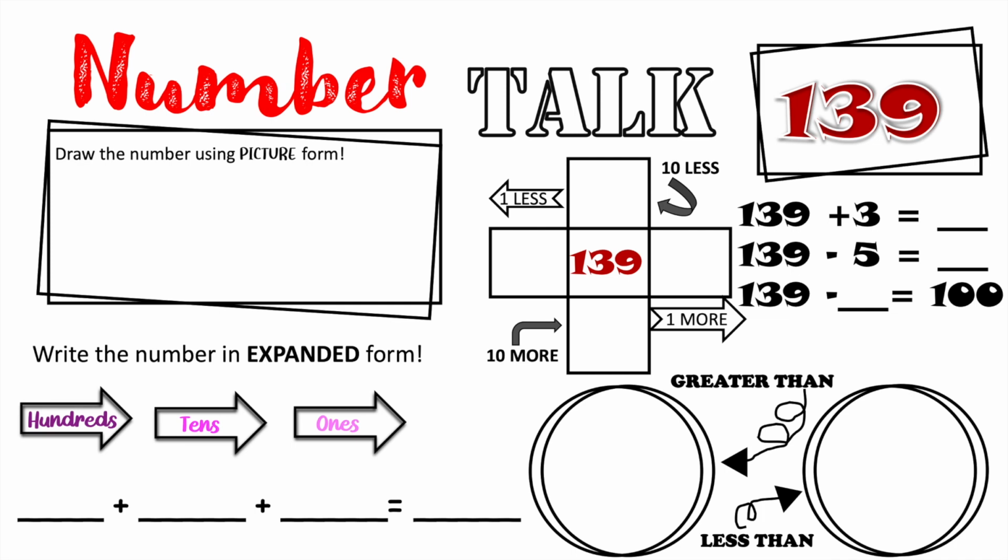How many groups of hundreds does 139 have? How many groups of 10 does 139 have? And how many ones does it have? Very good. It has one group of 100, 3 groups of 10, and 9 groups of 1.